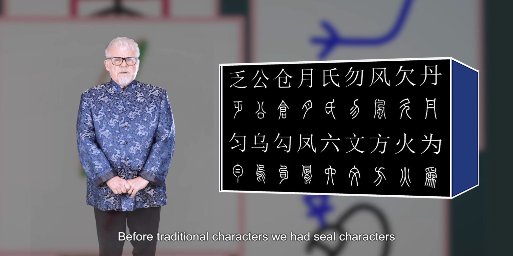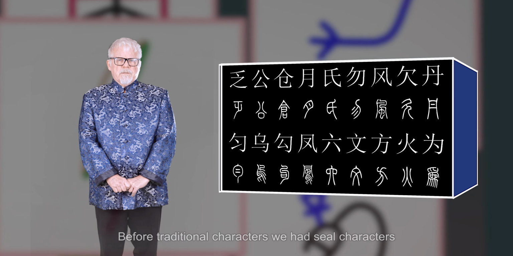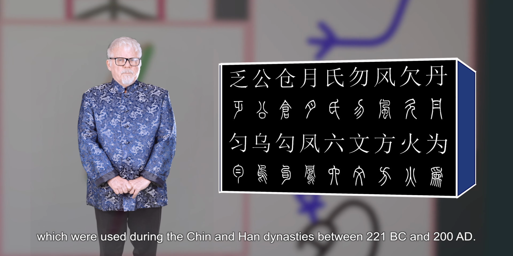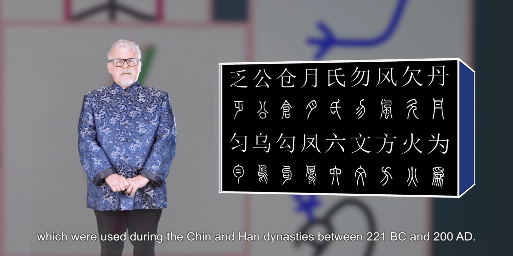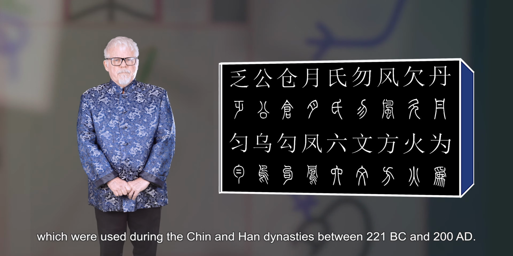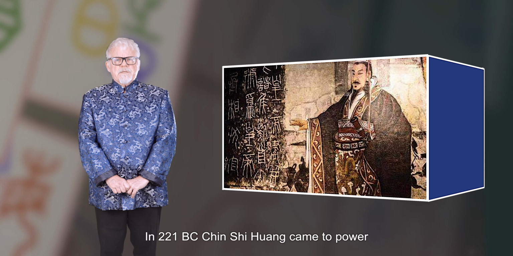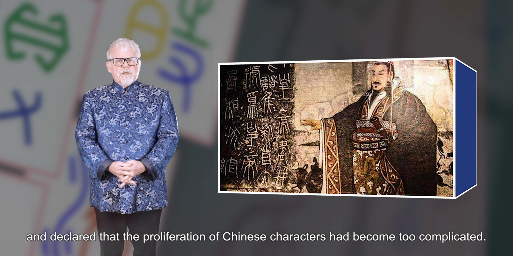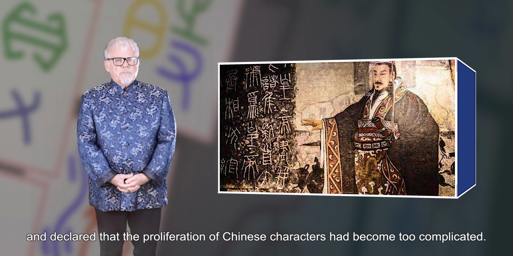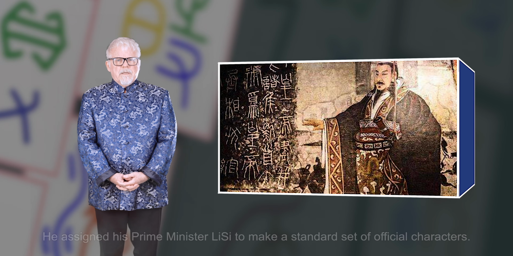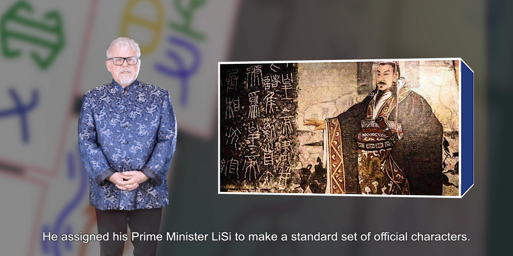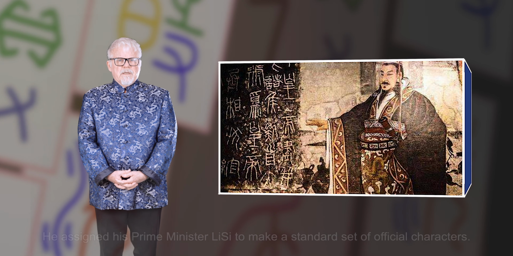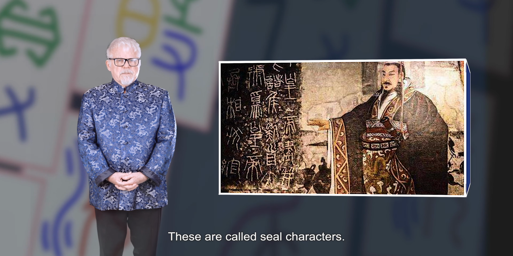Before traditional characters, we had seal characters, which were used during the Qin and Han dynasties, between 221 BC and 200 AD. In 221 BC, Qin Shi Huang came to power and declared that the proliferation of Chinese characters had become too complicated. He assigned his Prime Minister Li Si to make a standard set of official characters. These are called seal characters.